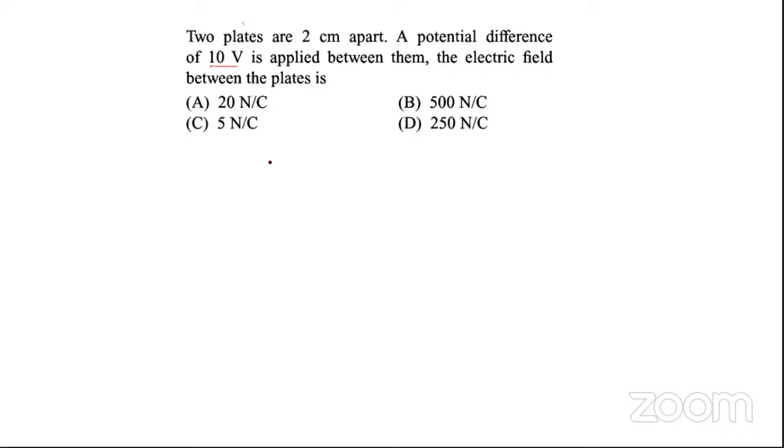See, we have a very basic formula: electric field equals potential difference upon the distance between them. You just have to substitute the values in this. So this is 10 volts upon 2 centimeters, which is 0.02 in SI units. That will give us 500 as the answer, which is option B.